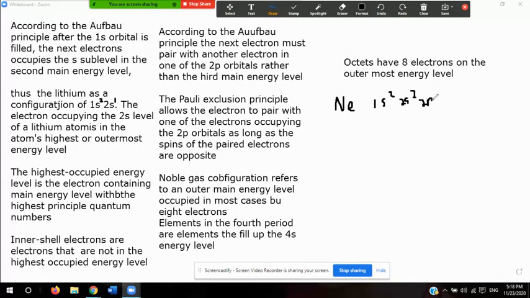Now, when we start working with elements of the third period, instead of writing 1s2, 2s2, 2p6, we use a noble gas configuration. Now, for example, we have sodium. Now, sodium has the following electron configuration.